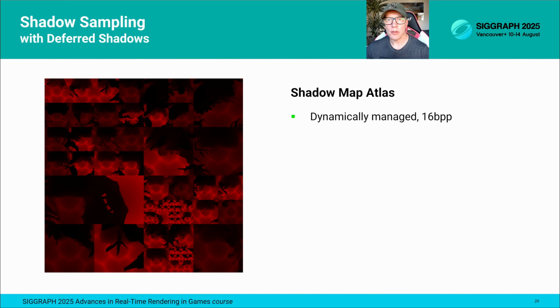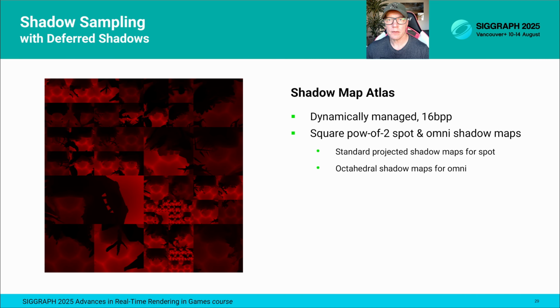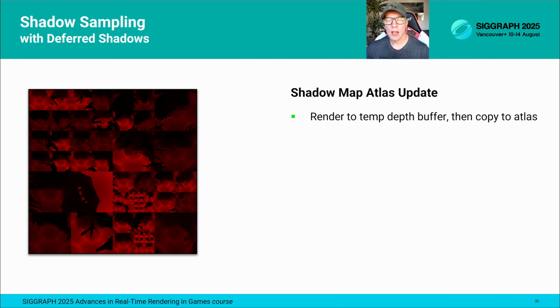Because of our target platforms, currently we use shadow maps for shadow evaluation, stored in a persistent, dynamically managed 16 bits per pixel atlas. The atlas contains both spot and omni shadow maps, which are square and power of 2 in size. For spotlights, we use standard projected shadow maps, while for omni-lights, we use octahedral mapped shadow maps. We also resize the shadow maps based on the light's distance from the camera to balance the shadow quality with the limited atlas storage. When updating a shadow map for a light, we first render geometry within the light's range to a temp depth buffer and then copy the data into the atlas.